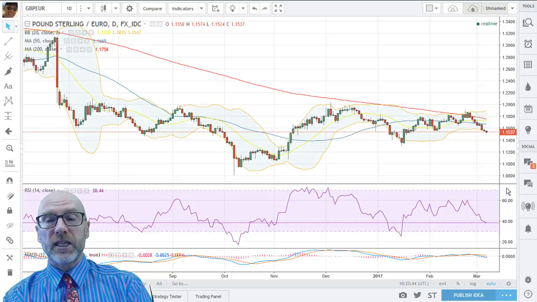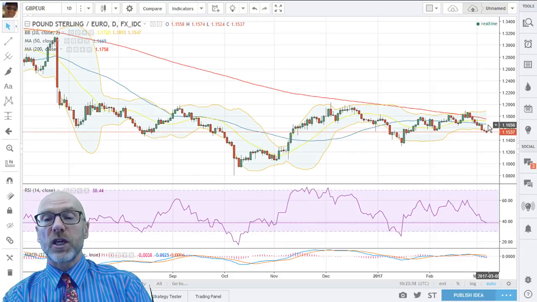For the immediate short term, one may expect a bounce up towards the 50-day moving average at 116.69, but that would be an opportunity to go short of sterling against the euro and trade to the downside.